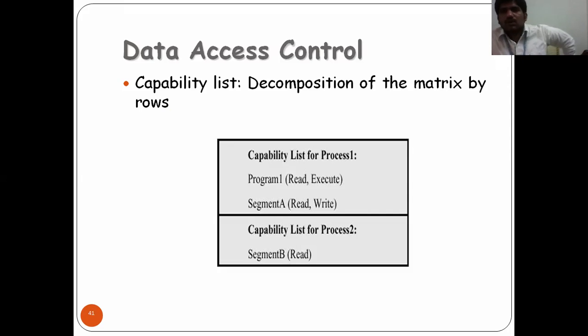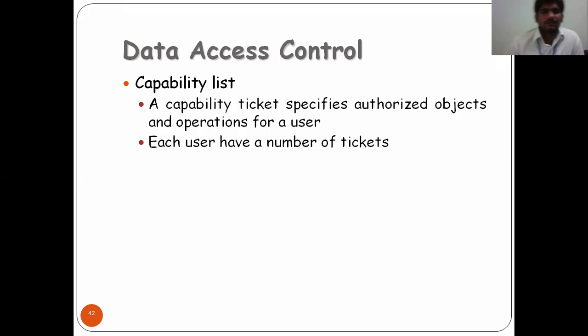So what will process one do? Process one can read and execute program one, and read and write segment A. So the decomposition of the matrix row-wise is going to be a capability list. Process two, what can it do? Only segment B, it can read only. So that is the operation.